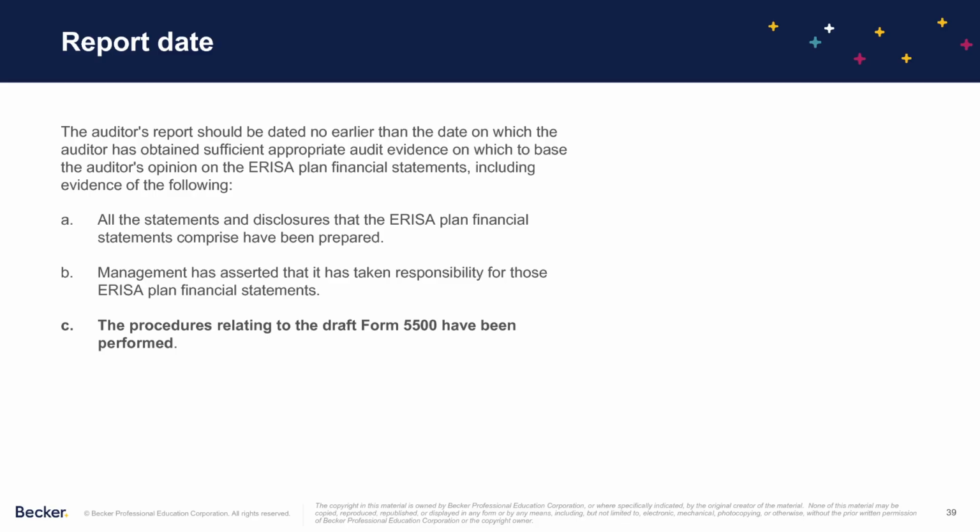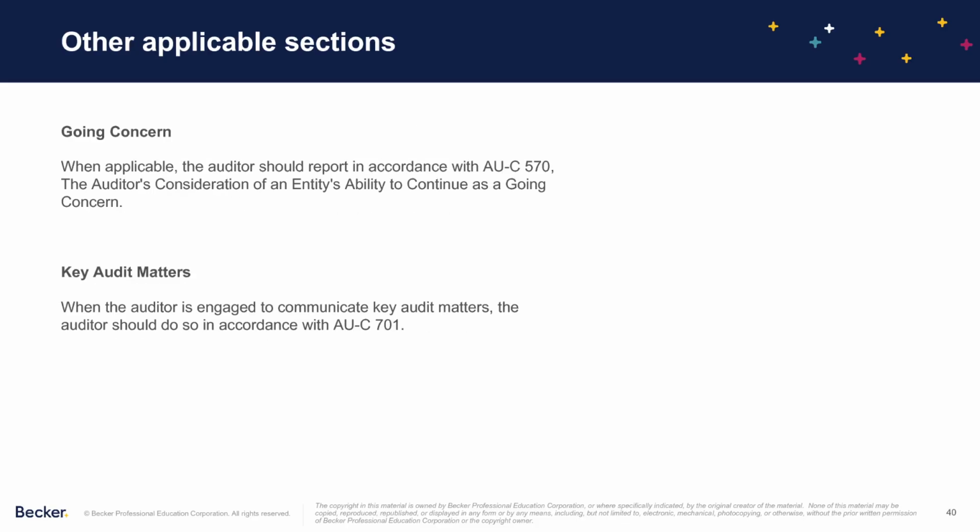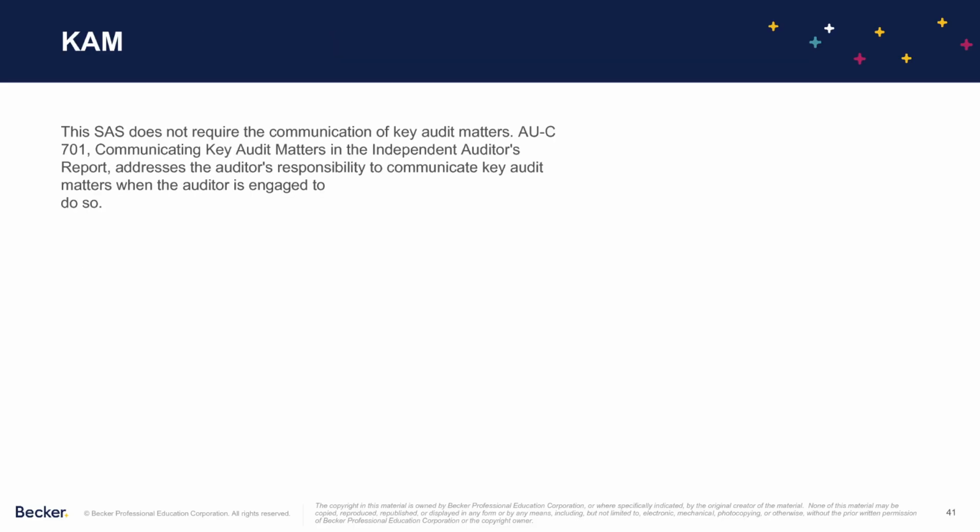There are other sections that you might need to look to. So for example, if there is a going concern consideration, AUC 570 would apply. If you are engaged to communicate key audit matters, and you can be, you would then follow AUC section 701. The SAS, however, does not require communication of CAM. So the DOL does not require CAM. However, if a bank or another regulator or a board member or the client themselves engage you to communicate CAM because they want it, then you would follow AUC section 701 and properly communicate that CAM based on AUC section 701. So similar to our basic audit opinions.